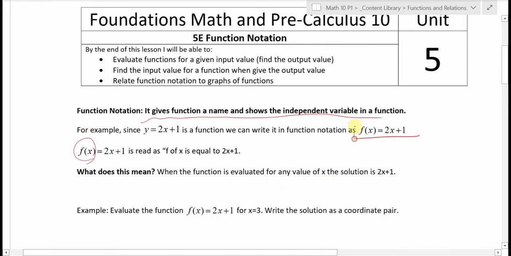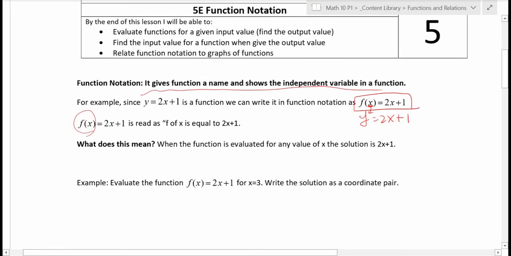If you compare this with y equals 2x plus 1, they're essentially the same thing. What it's saying is that the output f of x is the y value, where the input is the x value. So this gives you the independent variable x, and f of x is the output, which is the y value. The input is x, f of x is the output. So it's evaluated for any x, and the solution is 2x plus 1. That's what it means.